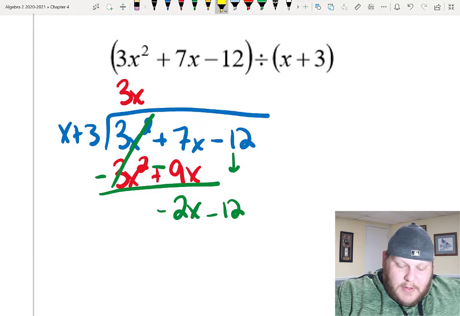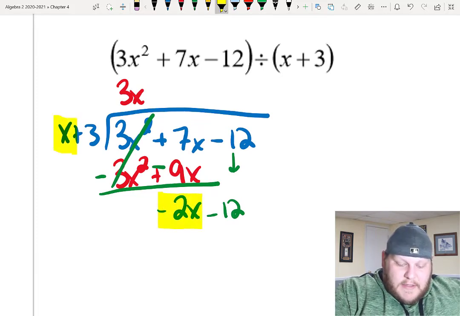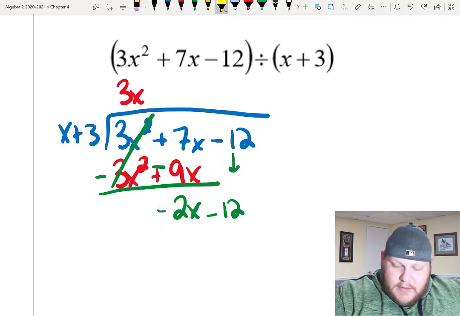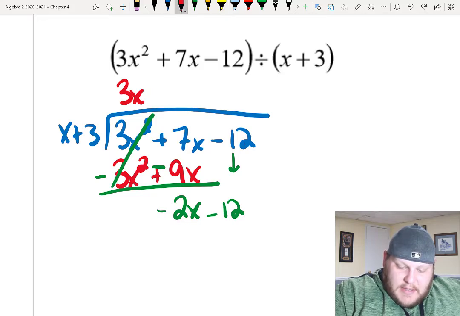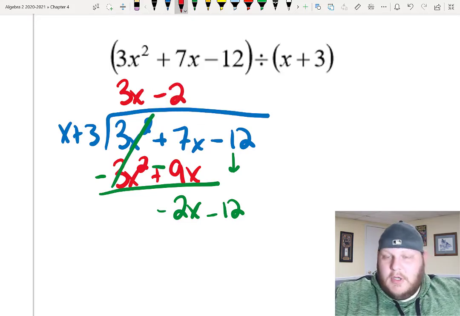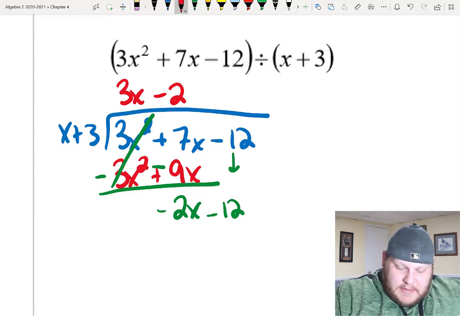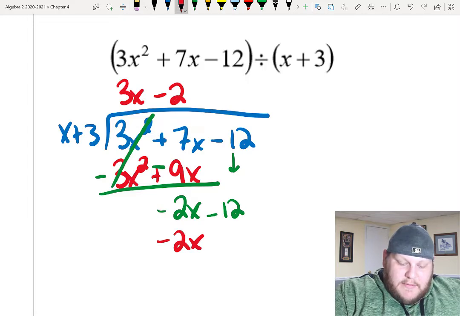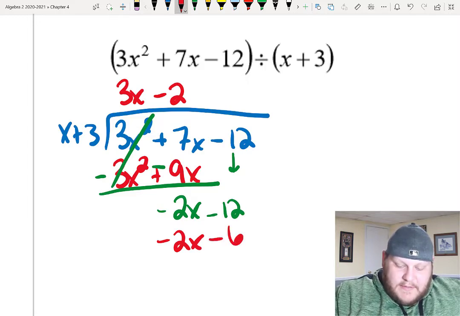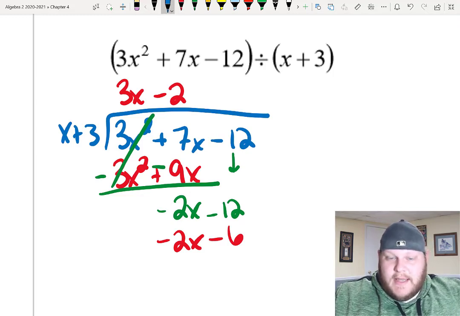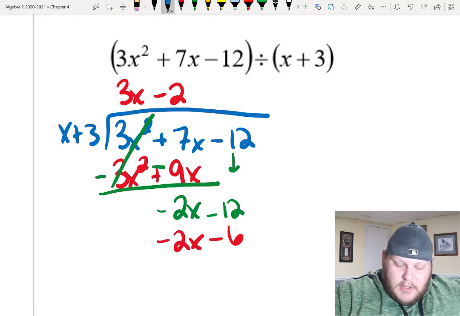So now from this leading term and this leading term, what would I have to multiply x by in order to get it to match negative 2x? Well, that would have to be a negative 2. If I did that, negative 2 times x is a negative 2x. Negative 2 times 3 is a negative 6. And we have to subtract going down, just like we always do for long division. So here, if I subtract a negative, that's like adding, right?